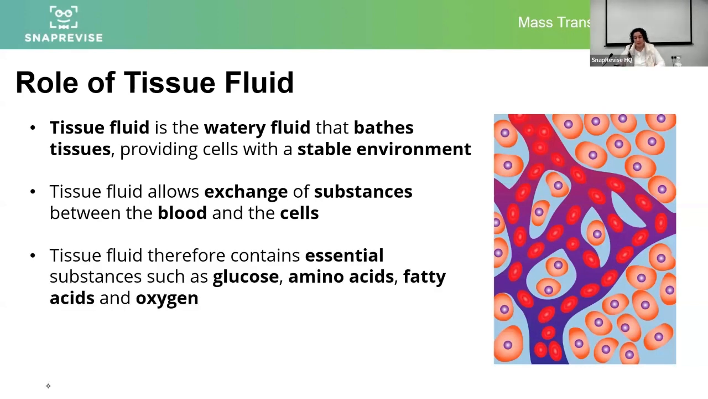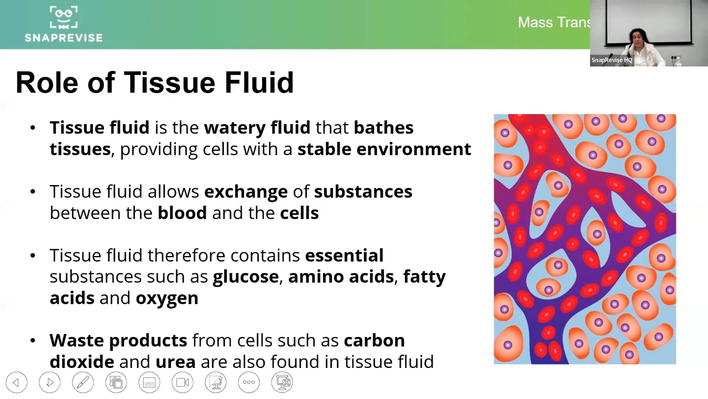What are the contents then of tissue fluid? It's going to contain nutrients like glucose and amino acids, and also fatty acids, and also oxygen. The tissue fluid is going to be, as we're going to see in a minute, pretty much almost identical to the plasma of blood. Remember that the blood plasma is the non-cell part of blood, minus the proteins that are found in blood, and we're going to see that in a second.